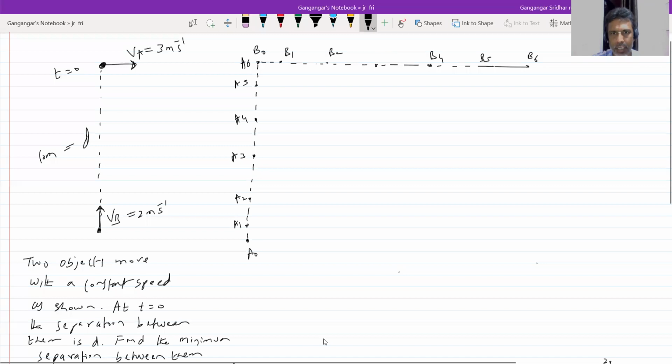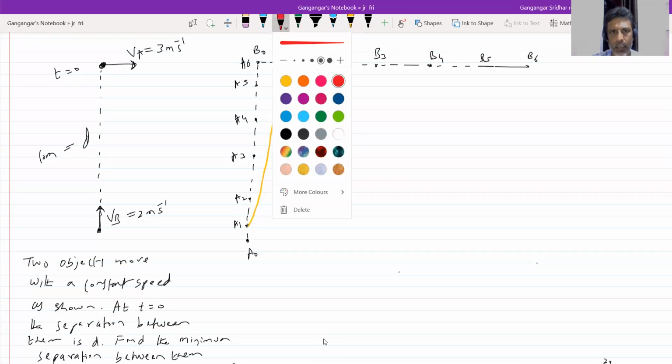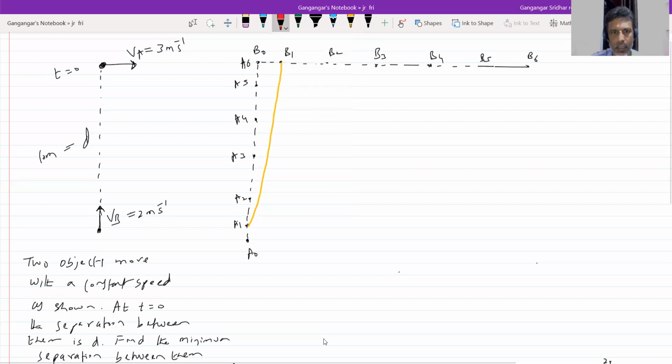So you do one thing, just join them with lines. This is A1. This is A2. This is A3. This is A4. Let this be A5.